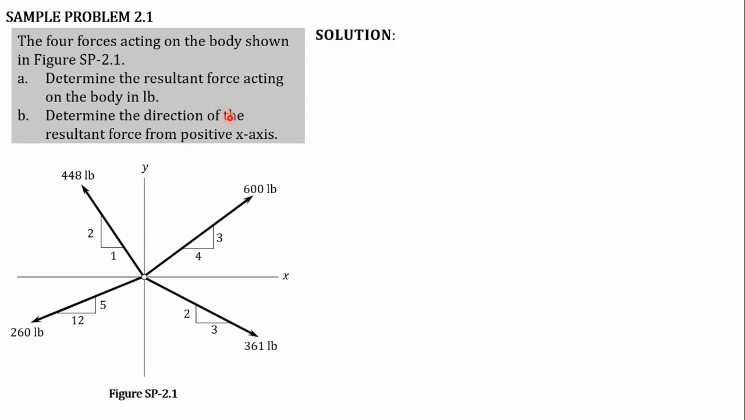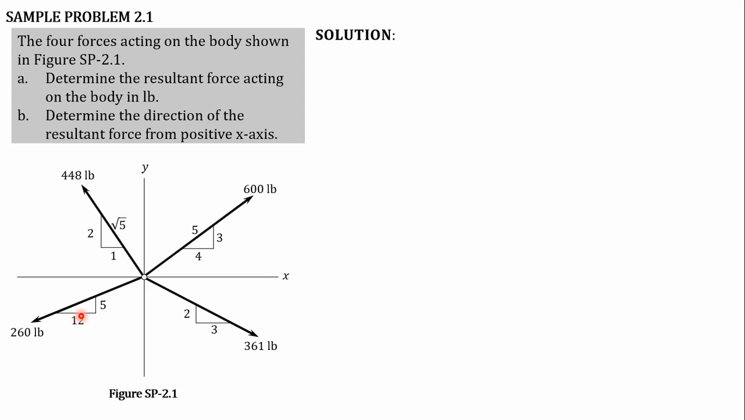Okay, so first is we need to compute the hypotenuse of this triangle, no? So since this is 3 and this is 4, therefore this is 5. And then dito naman, in this triangle, this is 2, 1. Therefore, the hypotenuse will be square root of 2 squared plus 1 squared. That is equivalent to square root of 5.